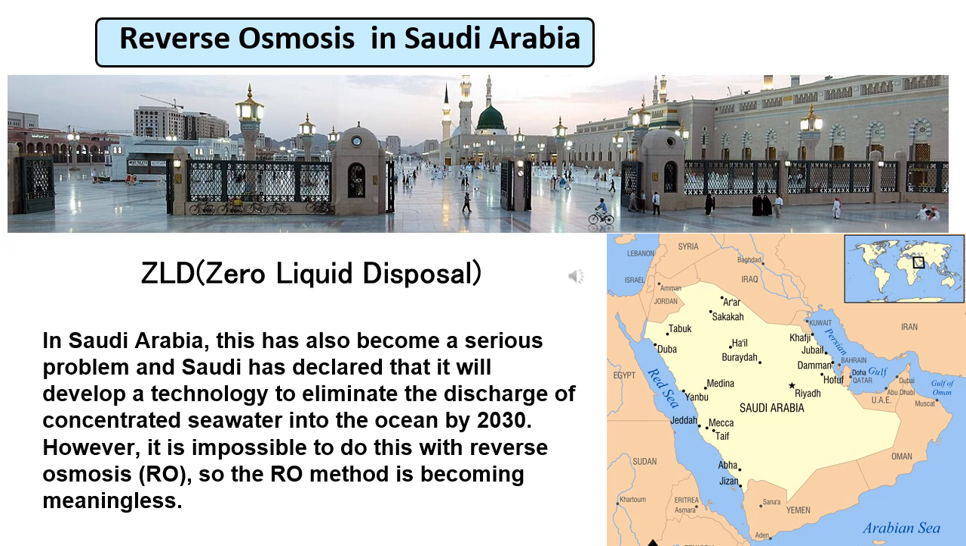In Saudi Arabia, this has also become a serious problem, and Saudi Arabia has declared that it will develop a technology to eliminate the discharge of concentrated seawater into the ocean by 2030. However, it is impossible to do this with reverse osmosis, so the reverse osmosis method is becoming meaningless.